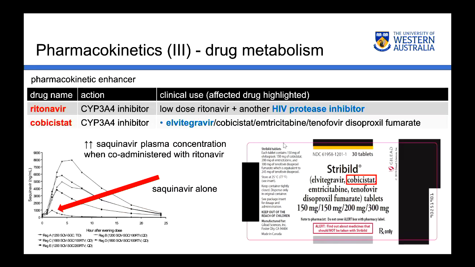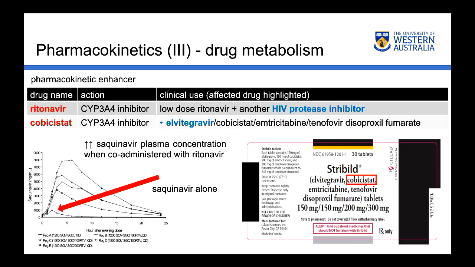The other one is cobicistat. Again, it serves as a CYP3A4 inhibitor, but then it's used in combination with some other drugs. So the effective drug is highlighted, abitacavir. You don't need to know what the drug does, but I can tell you it's an integrase strand transfer inhibitor. Again, it is to inhibit the metabolism of this target drug by CYP3A4.